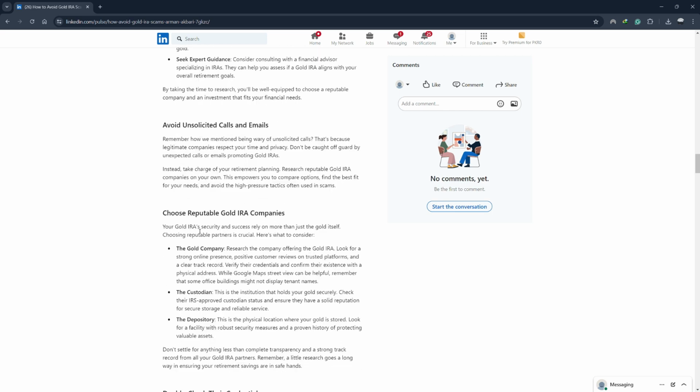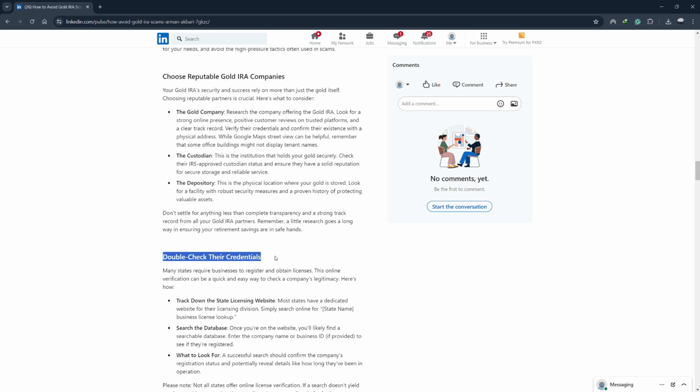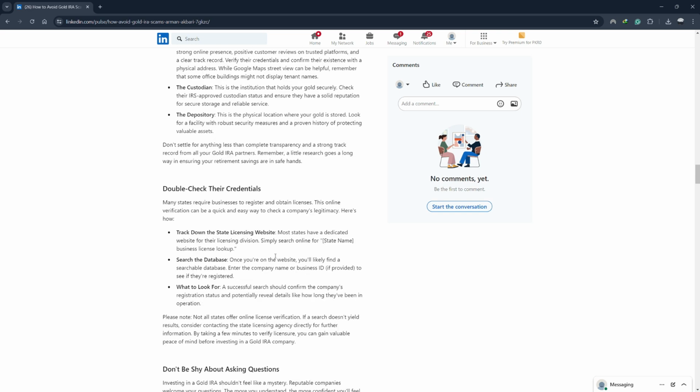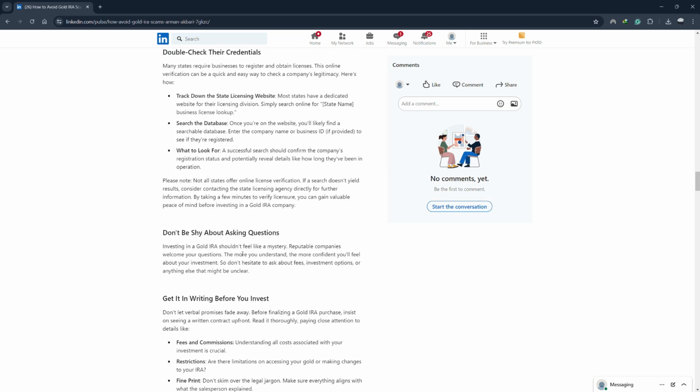Verify the company's history, check for any regulatory actions or lawsuits, and confirm their physical address and contact information. Scammers often operate out of untraceable locations and use fake contact details. 9. Secure transactions. Ensure that all transactions are secure and that your personal and financial information is protected. Use secure payment methods and avoid sharing sensitive information over unsecured channels.